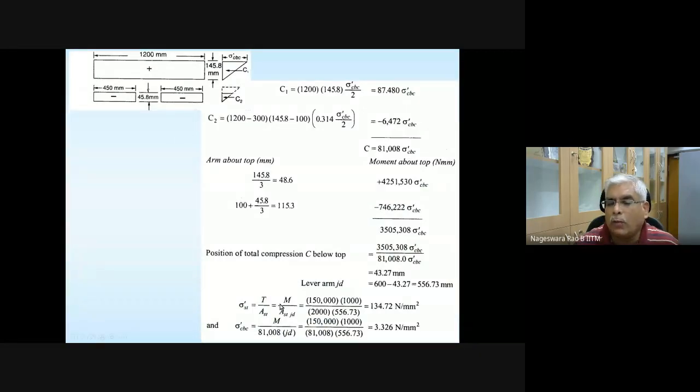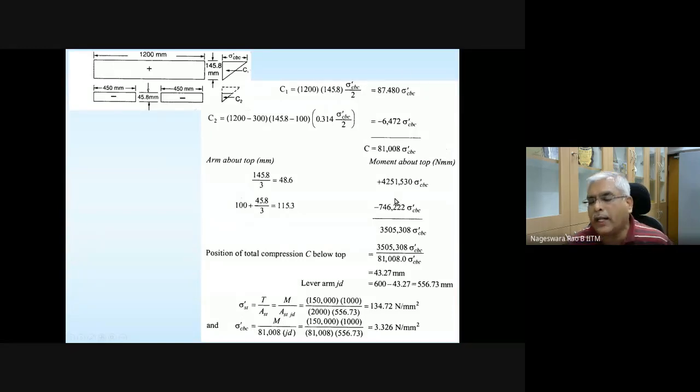So what is the moment that is applied on this T section? It is 150,000 Newton meter. It is in Newton meter, but all the calculations we are doing in mm. So Newton meter is converted into Newton millimeter, and then stress in steel is calculated, stress in concrete is calculated. And please make a note of this stress in steel. Please make a note of all these details.